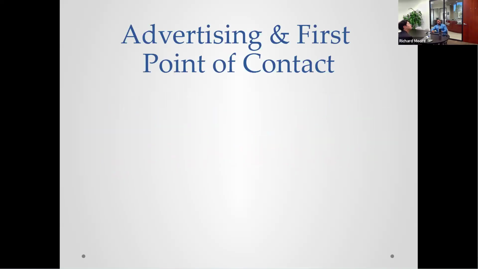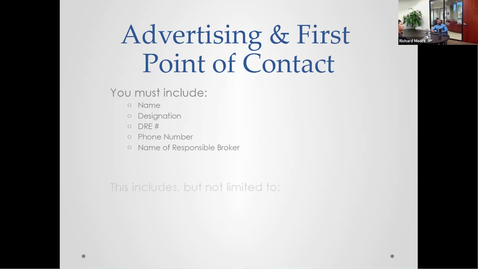Now, some housekeeping is advertising first point of contact. So any advertisement that you send out, whether it's, I'll show you here, must include your name, designation like realtor, DRE number, phone number, name of responsible broker, so in our case, Golden Record Platinum Properties. So it always has to include that.